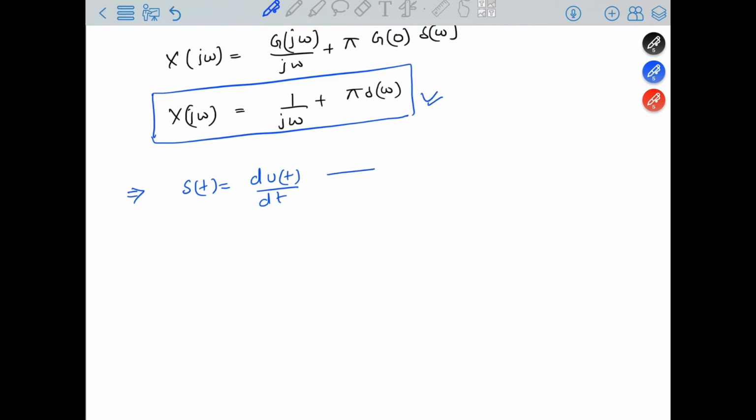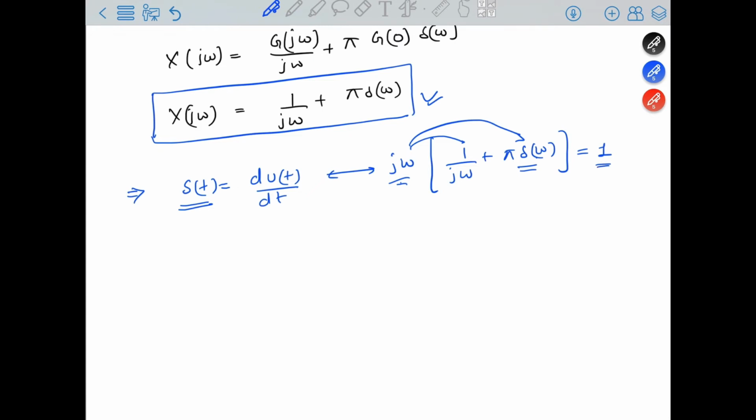We have to just multiply it with j omega to get the Fourier transform of delta t, because this is the derivative of the unit step signal. So it will be 1 over j omega plus pi delta omega, multiplied by j omega, which equals 1, because the first factor multiplied with j omega gives 1, and the impulse multiplied with j omega gives 0, since the impulse samples the function at omega equals 0. So we are getting our impulse signal back. So these are the properties for differentiation and integration.